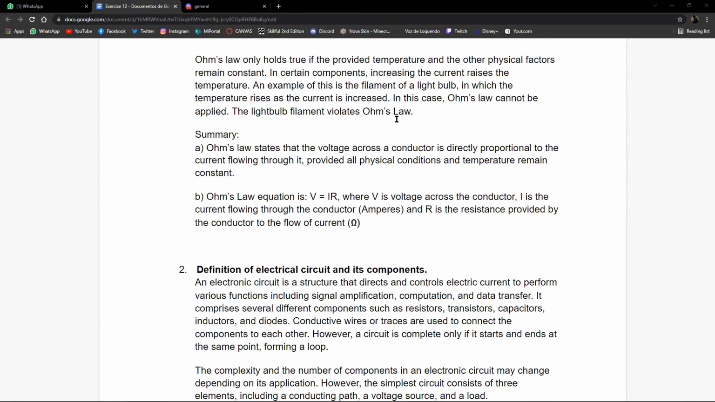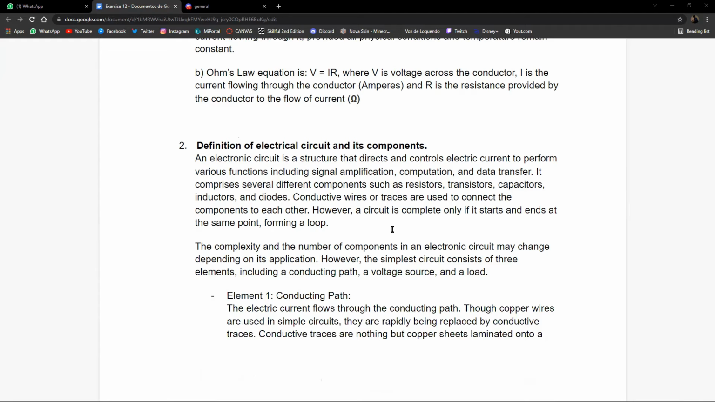As a summary, Ohm's law states that the voltage across the conductor is directly proportional to the current flowing through it, provided all physical conditions and temperature remain constant. And Ohm's law equation is voltage equals current times resistance, where V is the voltage across the conductor, I is the current flowing through the conductor in amperes, and R is the resistance provided by the conductor to the flow of current. Now the definition of an electrical circuit and its components.